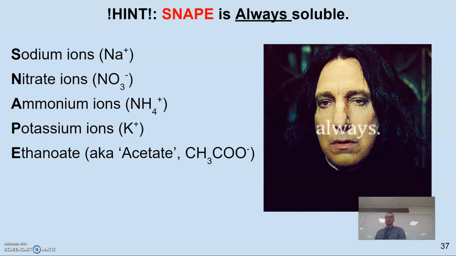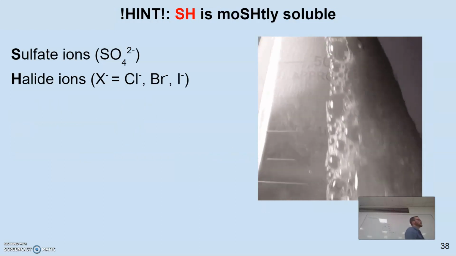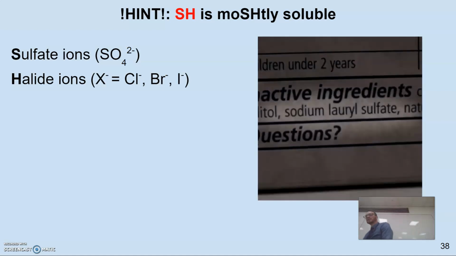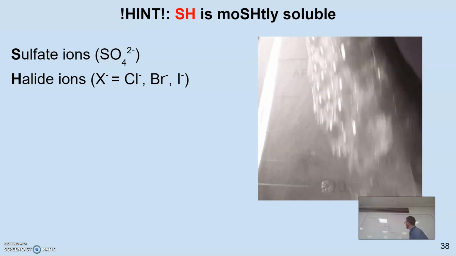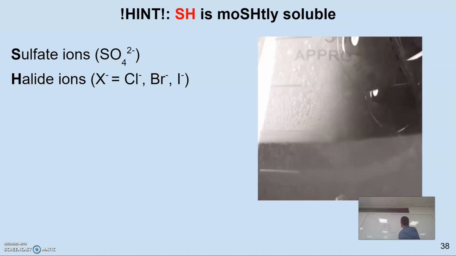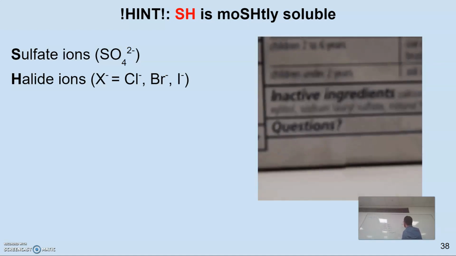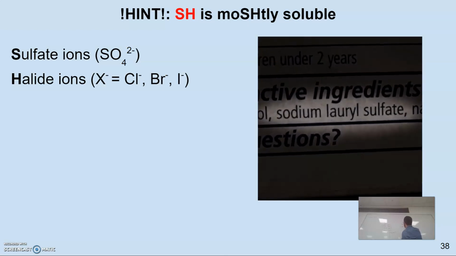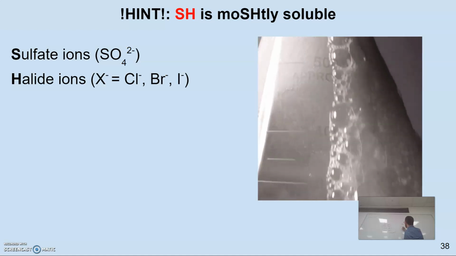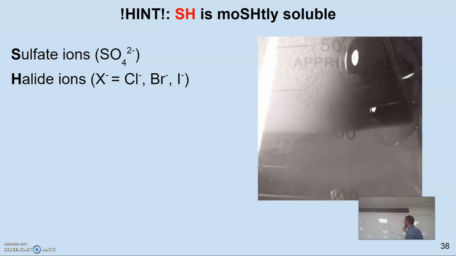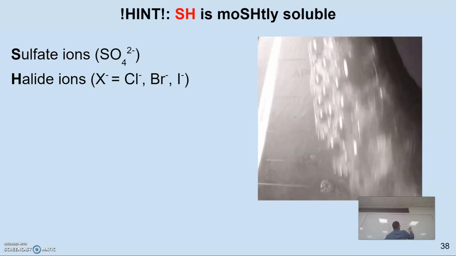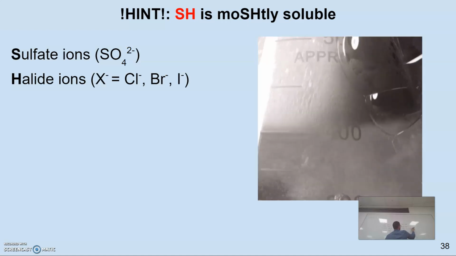Yep, I have written it on the board as well. Okay. SHUSH. Right? My way of thinking is it's mostly soluble. Sulfate. Mostly soluble is sulfate. SO4 2 minus. And halides, which is a general term for things like fluoride, chloride, bromide, iodide.